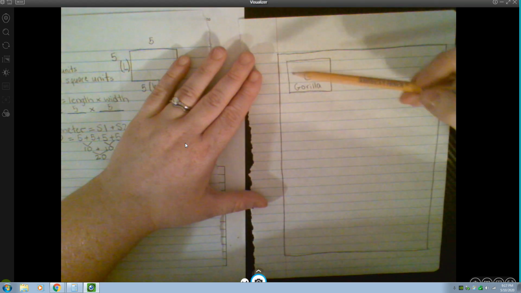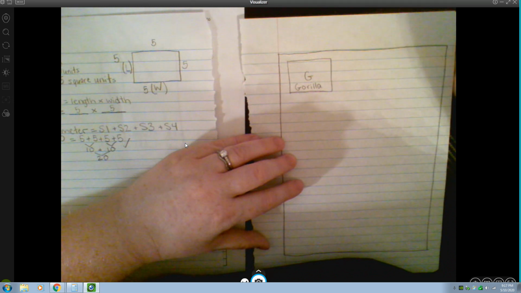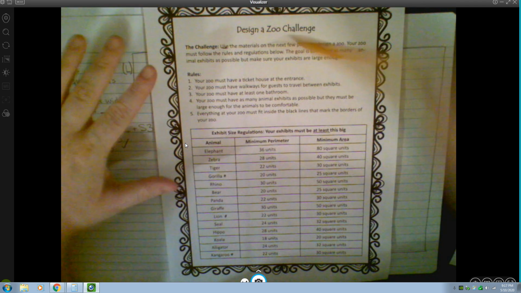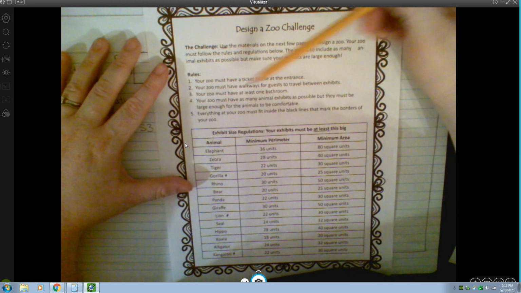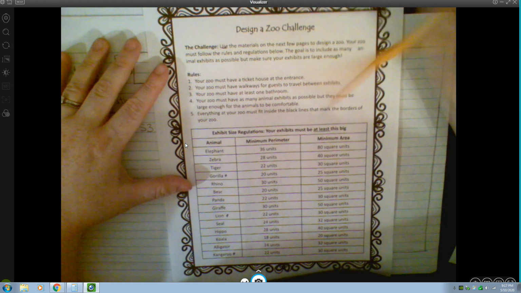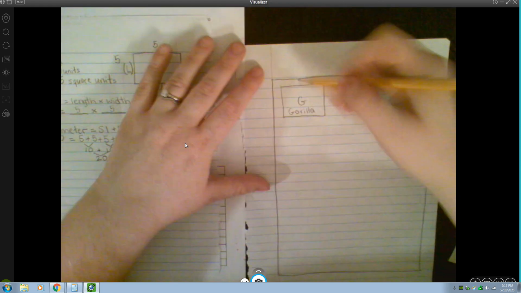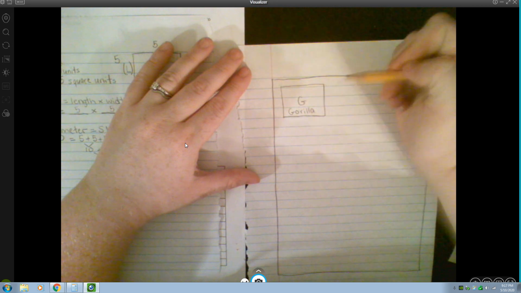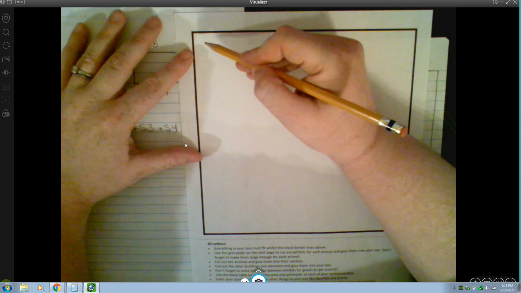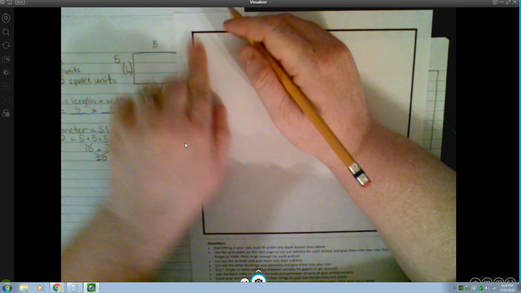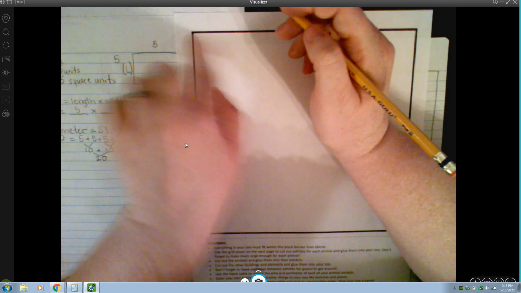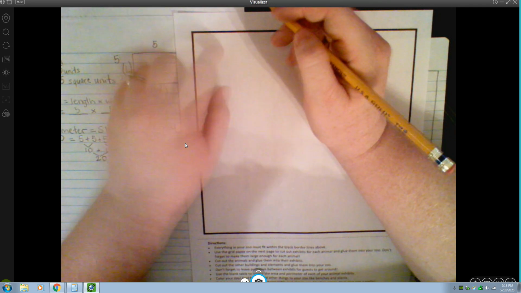Now, notice how I didn't put it right at the edge, because rule number 2 says my zoo must have walkways for guests to travel between exhibits. So if I put it right at the edge of the zoo, they couldn't walk around it. Okay, so that also goes for if you have the printouts. You need to make sure that there's space around your exhibit between the borders here, so that way your guests can move.